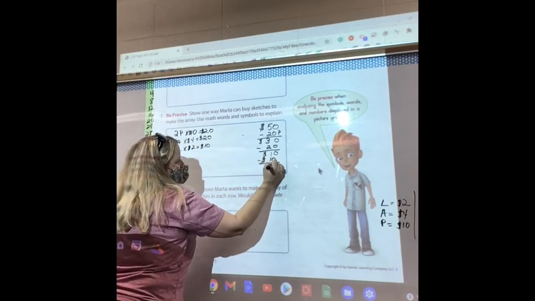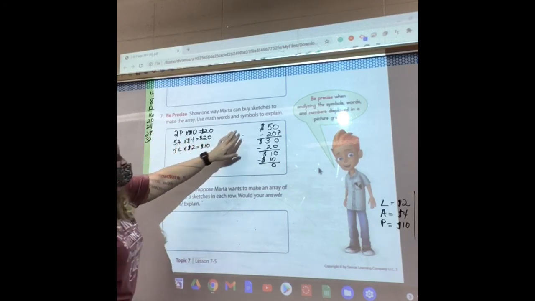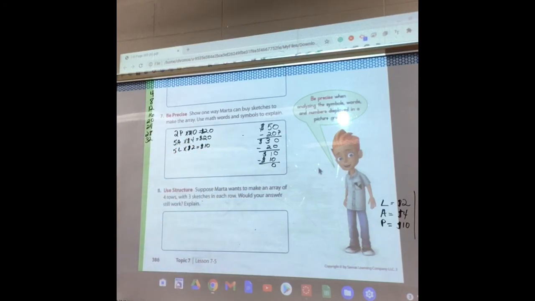Okay, and remember our book doesn't include tax. So if you were actually buying this, it says to be precise, you would have to include tax. But they don't do that in the book. So anyway, she must have some hidden money there for tax. So we've spent the $50, and then we also have to make sure that we have 12 sketches. So I've got 5 plus 5 is 10, 11, 12. So I have 12. So it says use math words and symbols to explain. So we wrote out our information here, and I think we're good for that.